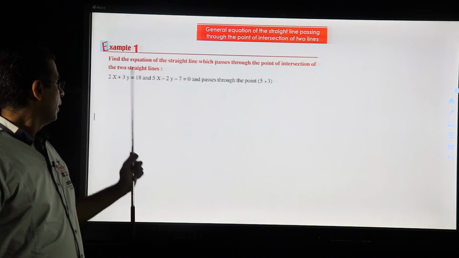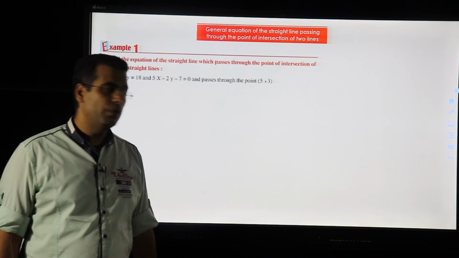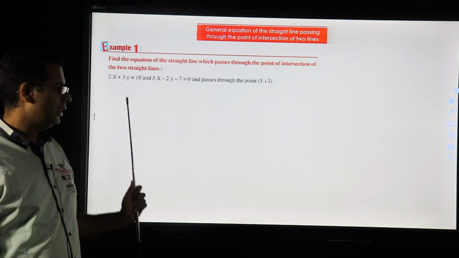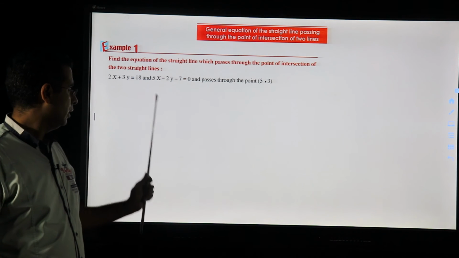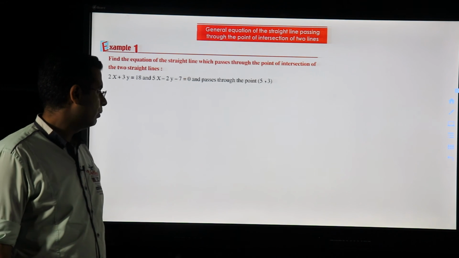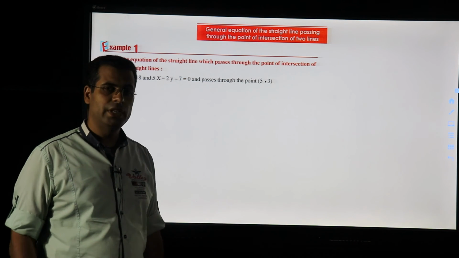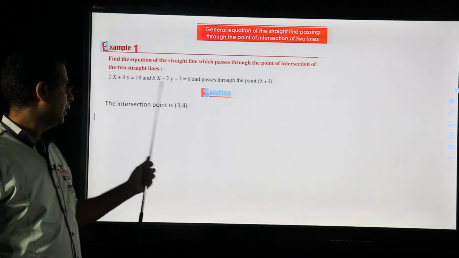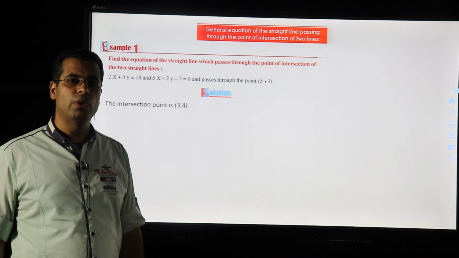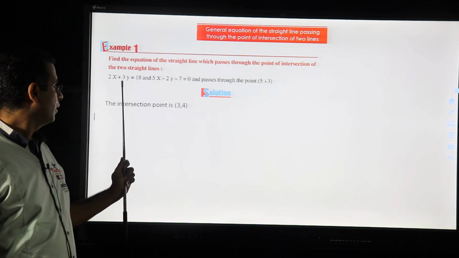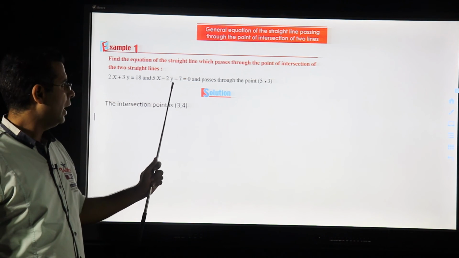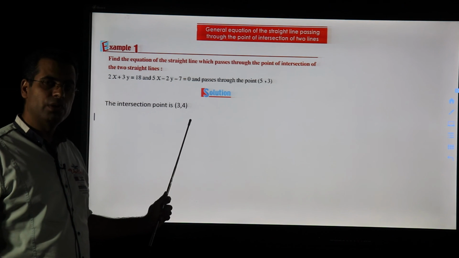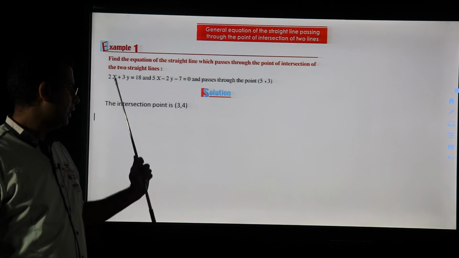Okay? Find the equation of the straight line which passes through the point of intersection of the two straight lines 2x + 3y = 18 and 5x - 2y - 7 = 0, and it passes through the point (5, 3). First, we find the intersection point between these two straight lines by using the calculator, equation mode: 2, 3, 18, then 5, negative 2, and positive 7. We get x equals 3 and y equals 4. Then the intersection between the two straight lines is (3, 4).